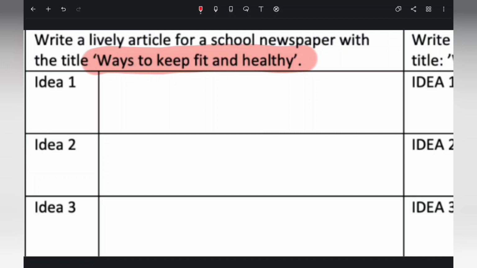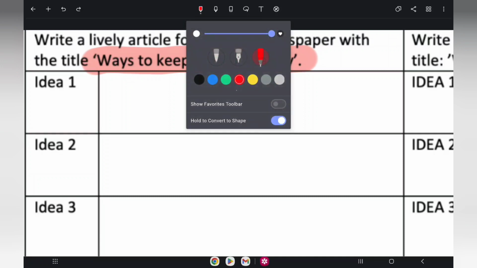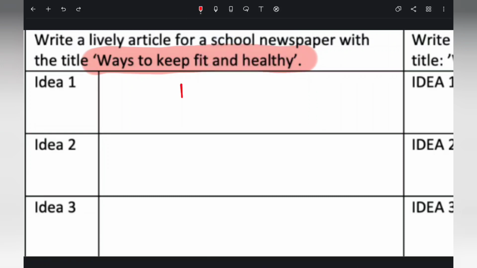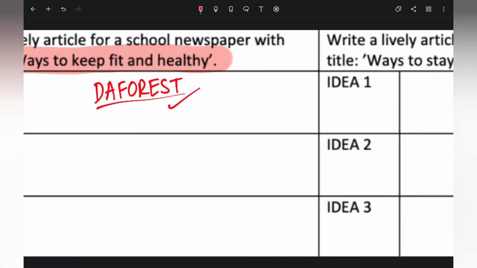So there's an acronym that you may have heard of. So if I just go back, there's an acronym you may have heard of by DeForest. Okay, so this is an acronym for persuasive writing that you can use to answer any question 5 or section B. So you can use this to write an effective answer. So that's the first one.